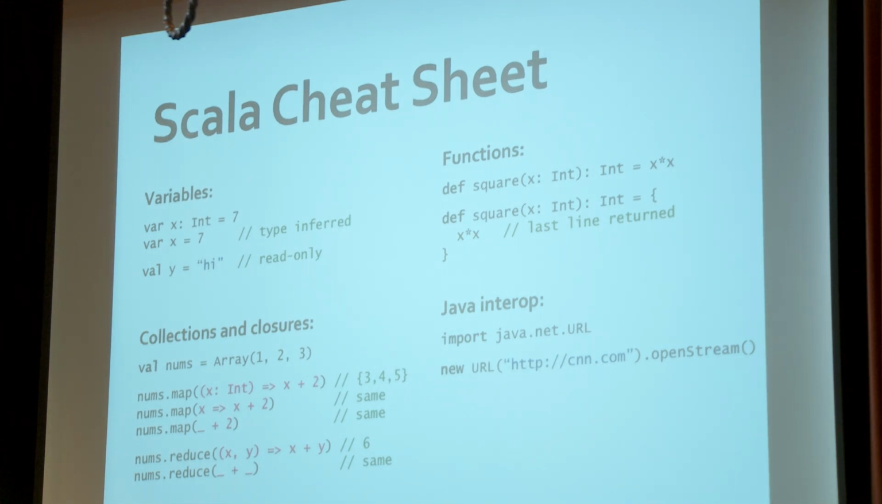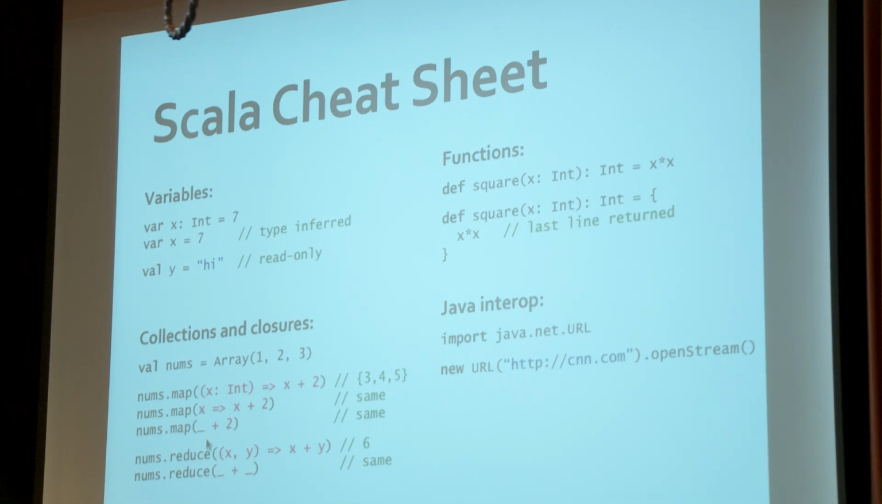You can write the function fully with types. You can say, OK, it's going to take an int, and it's going to return x plus 2. I'm just trying to add 2 to every element of the array. You can omit the types, and the compiler is going to figure out what they are from the context.